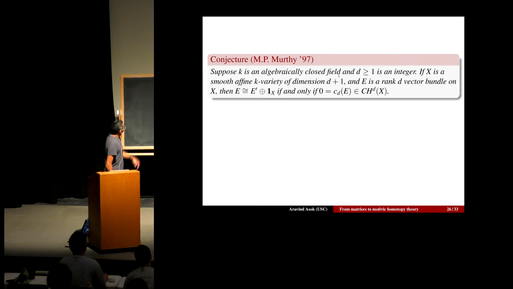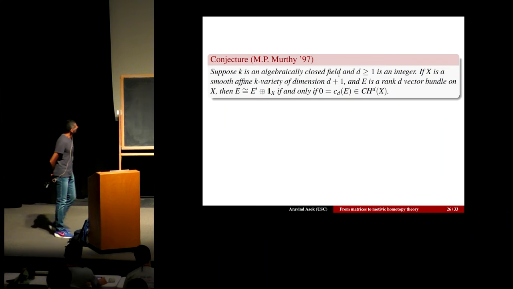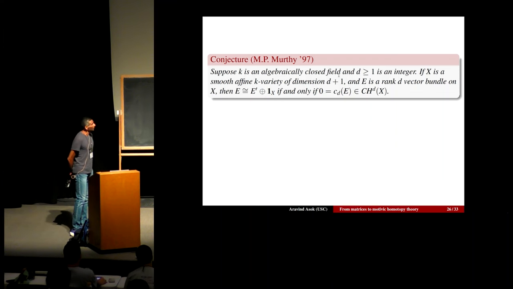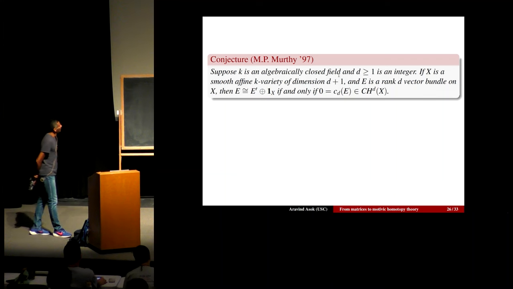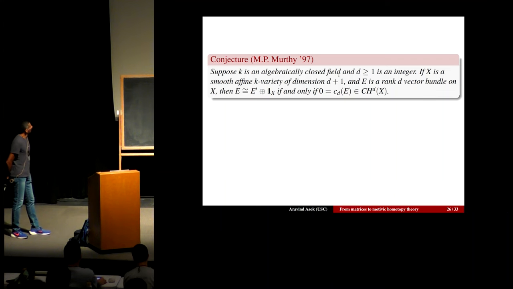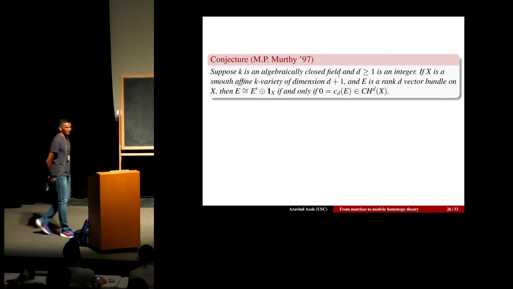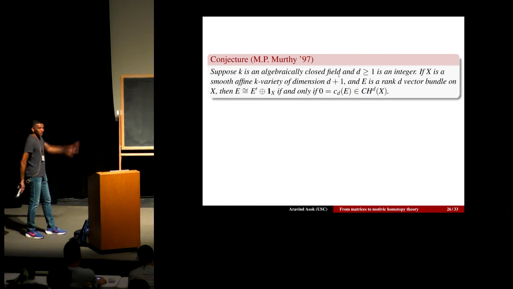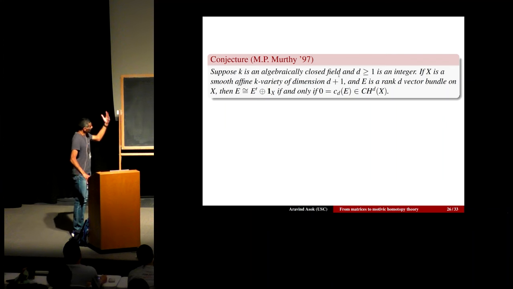There's maybe a first case where you can analyze this problem, namely if d is equal to 1. In that case, we're looking at line bundles on an affine surface, and then the first Chern class is basically the isomorphism class of the vector bundle. So there isn't much to say in that case. It's true in that case. And then the question is, what happens in general?